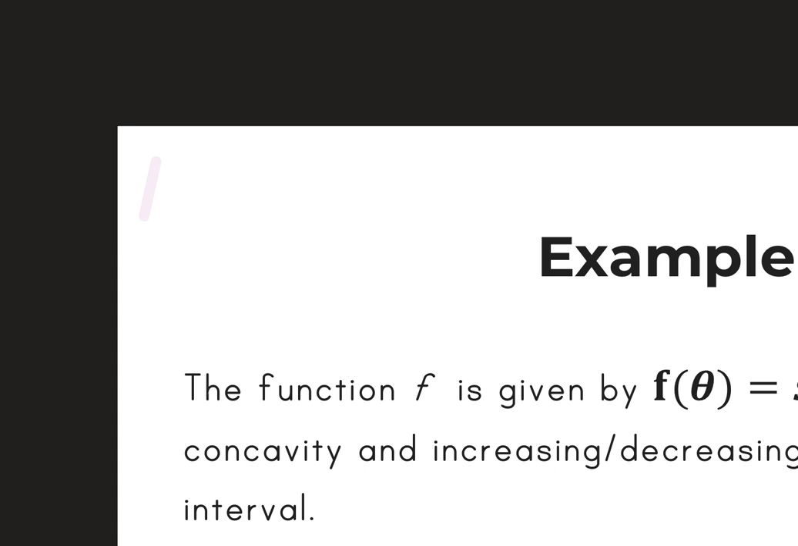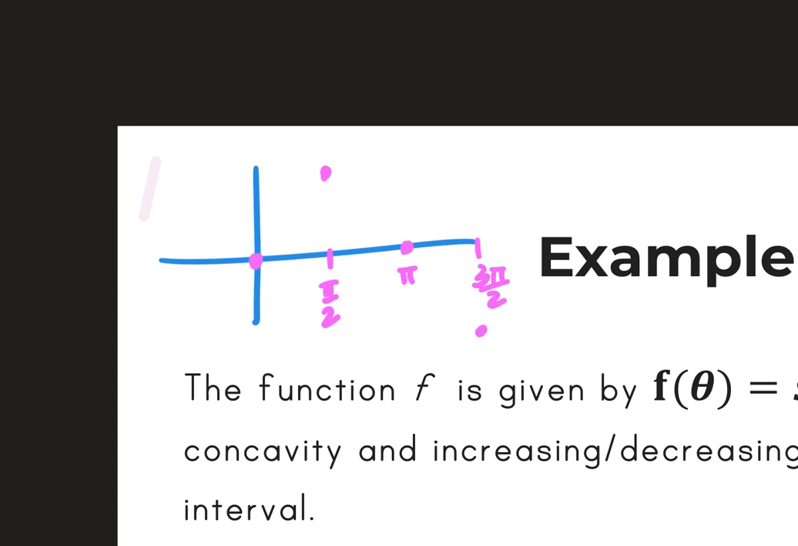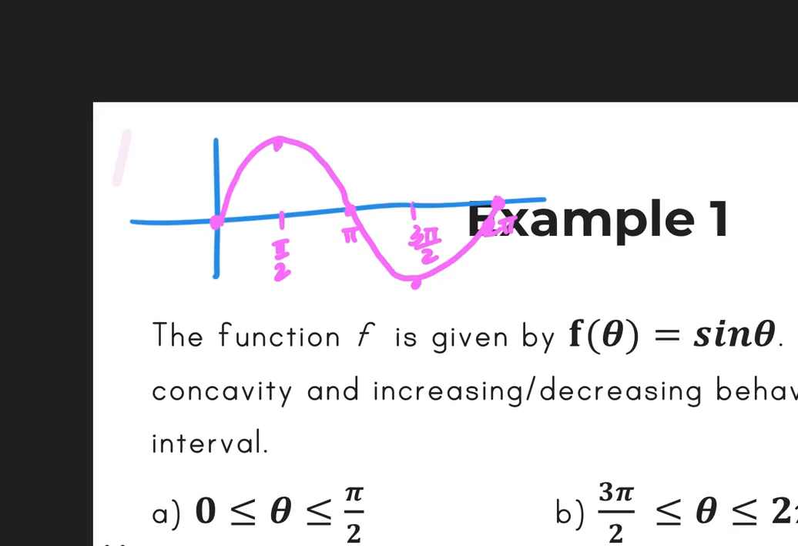So we know sine starts at 0. At pi over 2, it goes up to 1. At pi, it comes back down to 0. At 3 pi over 2, it goes to -1. And then at 2 pi, it goes to 0. So sine looks like this. This is the parent function.